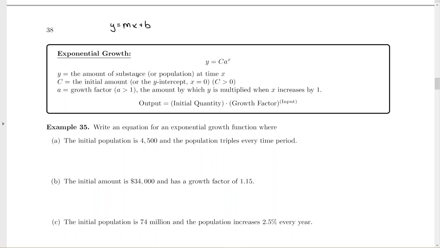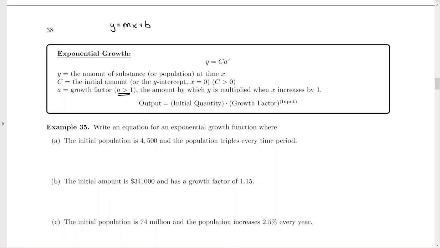Y is the amount of substance or population at time x. C is the initial amount, or the y-intercept, kind of like our b was in slope-intercept form. The c is our initial amount in this formula. A is called a growth factor if a is greater than 1. It's a decay factor if a is less than 1, and we'll talk about that a little later. But for right now, if it's growing, our a has to be bigger than 1, and it's the amount by which y is multiplied when x increases by 1 unit.